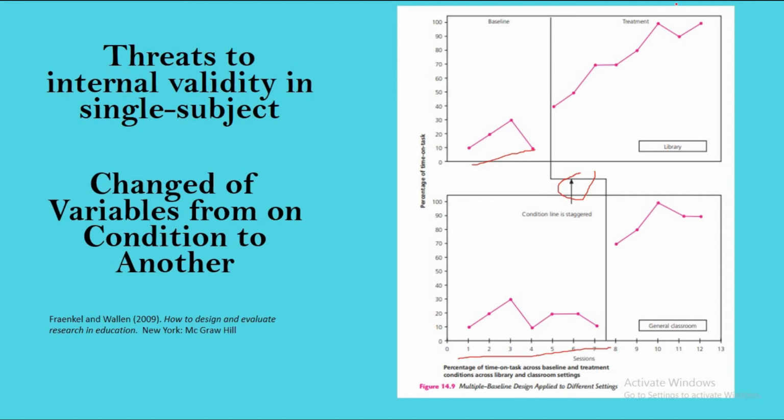When you change the condition from the general classroom setting to the library setting, you have 2 different conditions here. So again, this is a very important consideration. You have to take note that only one variable be changed at a time as you move from one condition to another. Because if you change many variables, then it's going to be problematic. So you only change one variable. Alright.